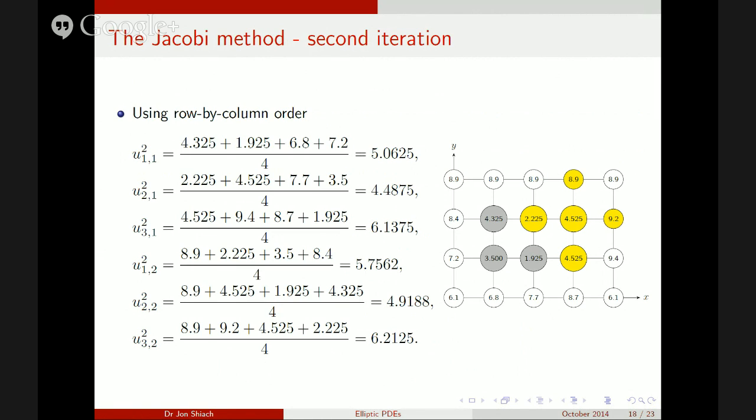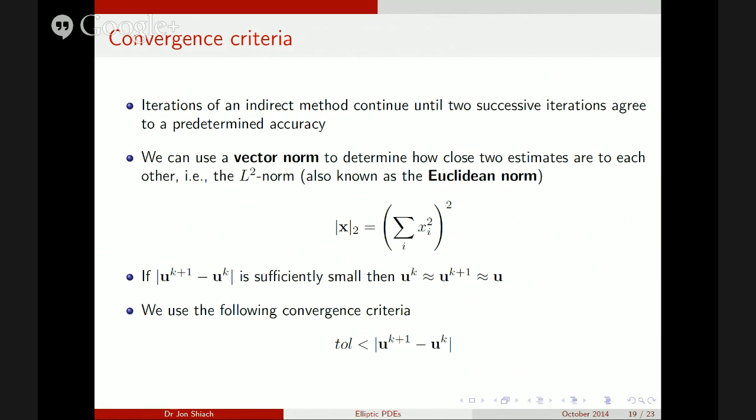So what we need is a way to say, okay, how similar are all of these values to the previous estimates? And the method we tend to use is what we call the L2 norm, or a vector norm. You've seen vector norms before. The magnitude of a vector is an example of a vector norm. It's a single value which gives some form of measure of the size of your vector.